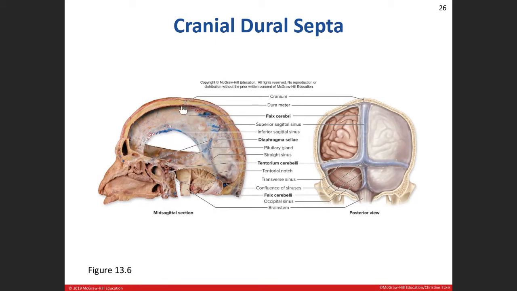Then at the top here, you can't see it very well, but from front to back there's another space, and that's the superior sagittal sinus. So again, you can kind of see it up here at the top. There's the superior sagittal sinus. The inferior sagittal sinus would be somewhere in there.